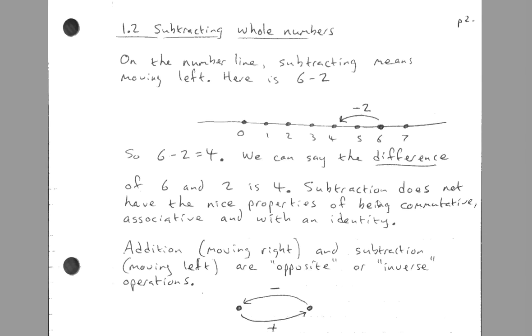Subtraction is not commutative, so the order matters. It's not associative either. If you do a subtraction on the left before a subtraction on the right, you'll usually get a different answer. And there's no identity that works on the left and the right. Okay, so subtraction is not quite as nice as addition. It's a bit trickier.